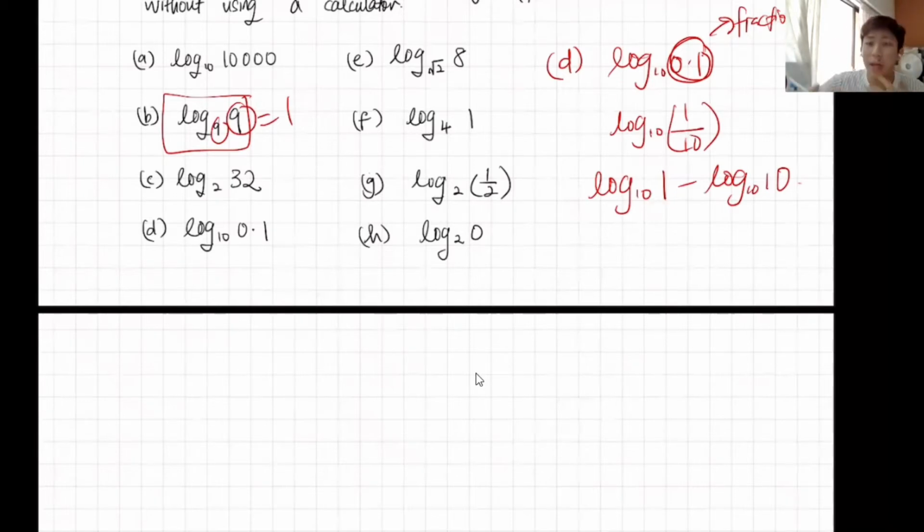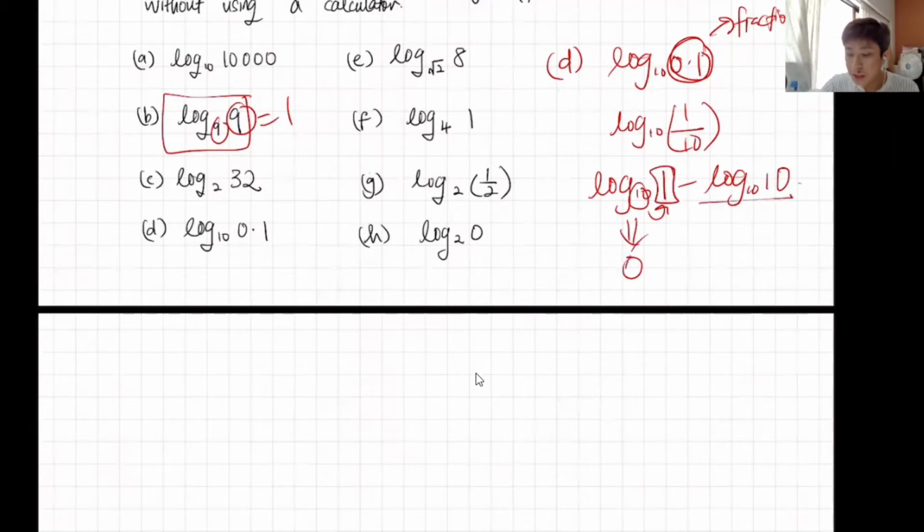Learn the way I teach you to understand. 10 to the power of what gives you 1? You must know, the only possible value for the power of 10 to become 1 is 0, because anything to the power of 0 will give you 1. So in other words, this will become 0. Or if you memorize it already, if this value is 1 here, it's always 0.